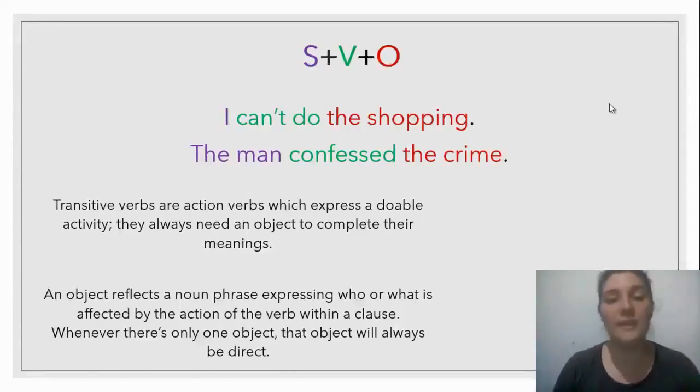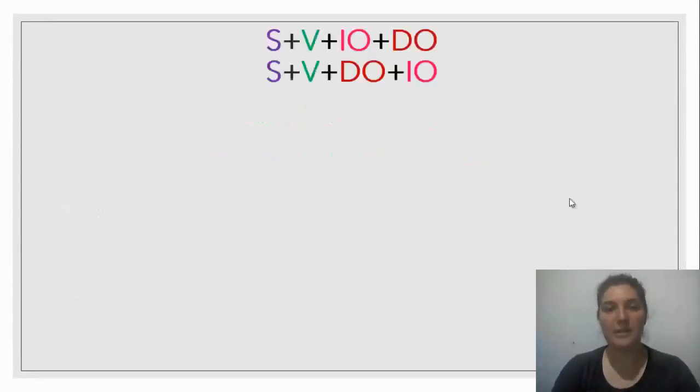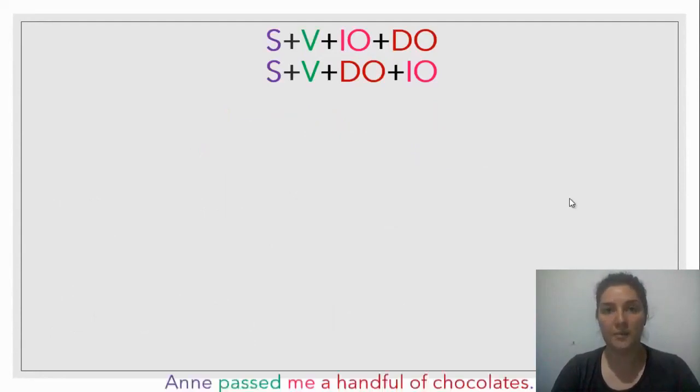An object always reflects a noun phrase expressing an idea of what or who. So they answer these questions: who or what. In the cases where we have just one object, that object will always be a direct object. The following pattern corresponds to the use of two objects: subject plus verb plus indirect object plus direct object, or subject plus verb plus direct object plus indirect object.